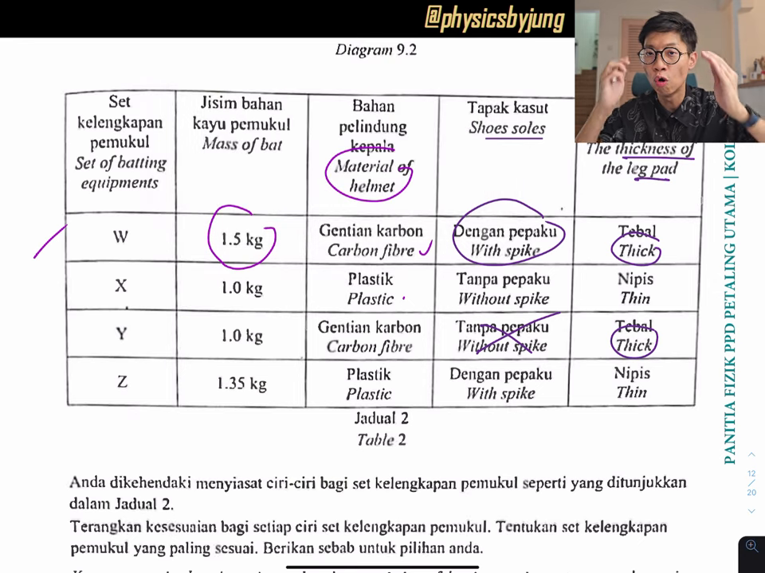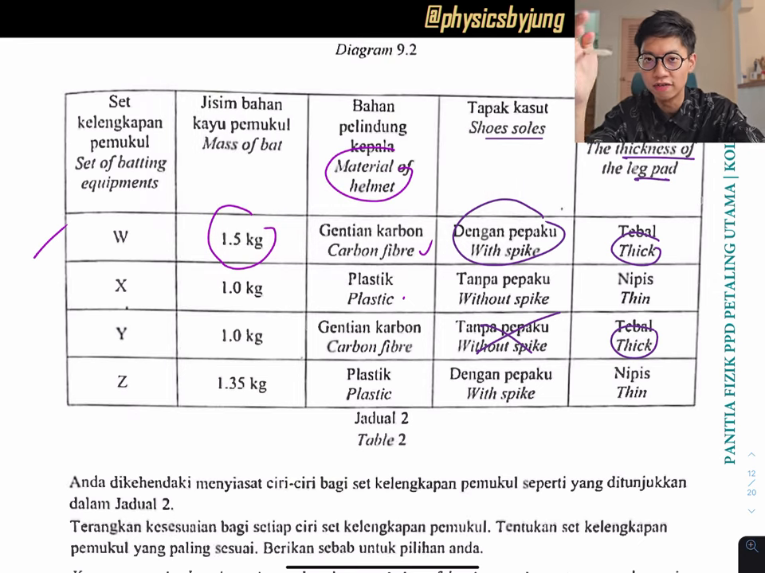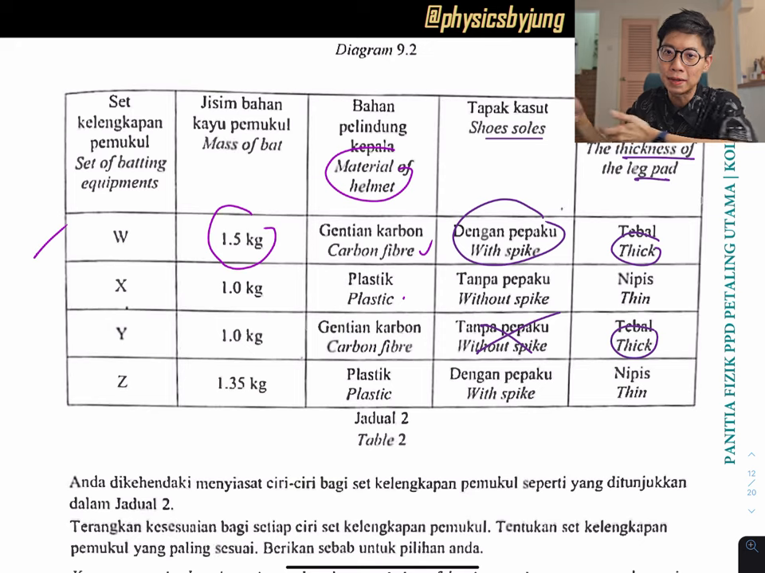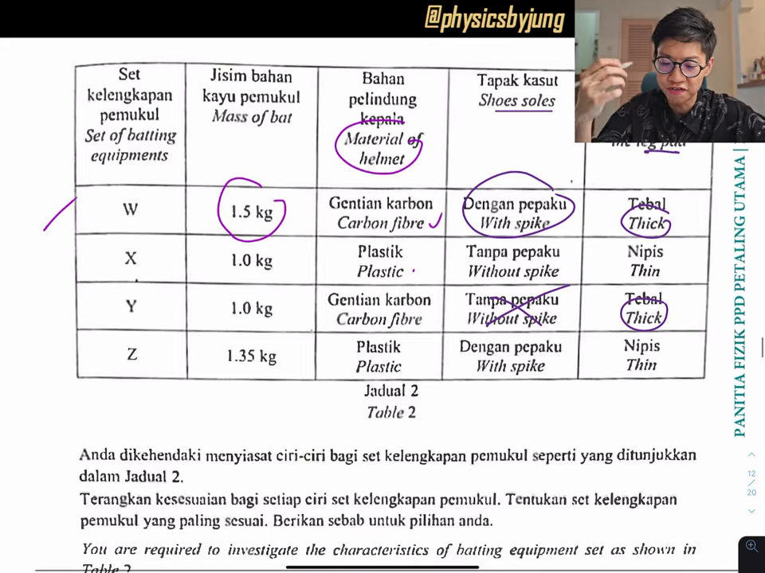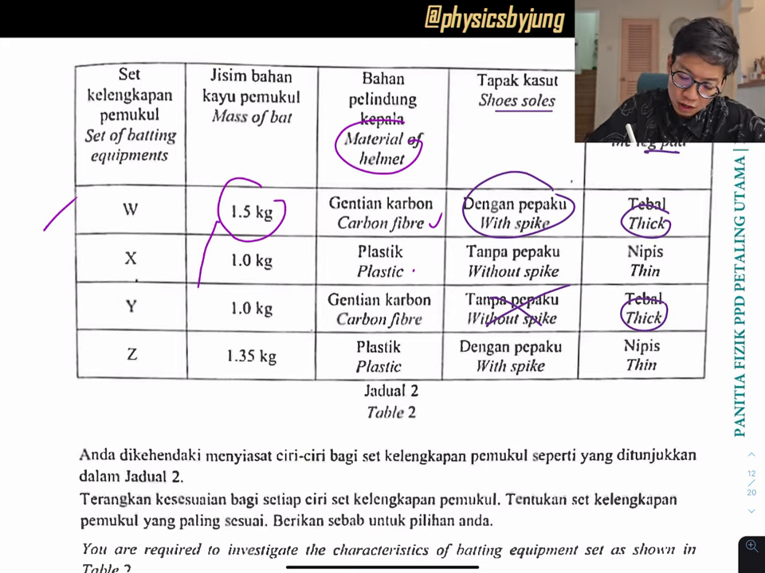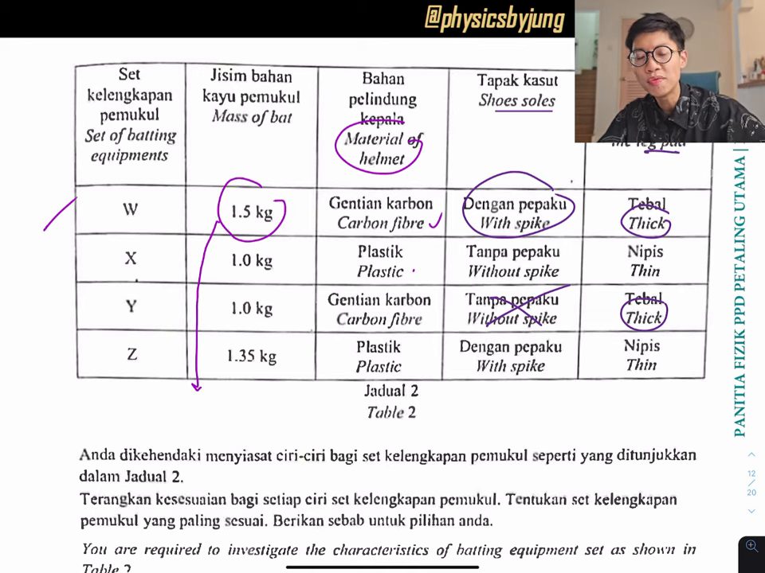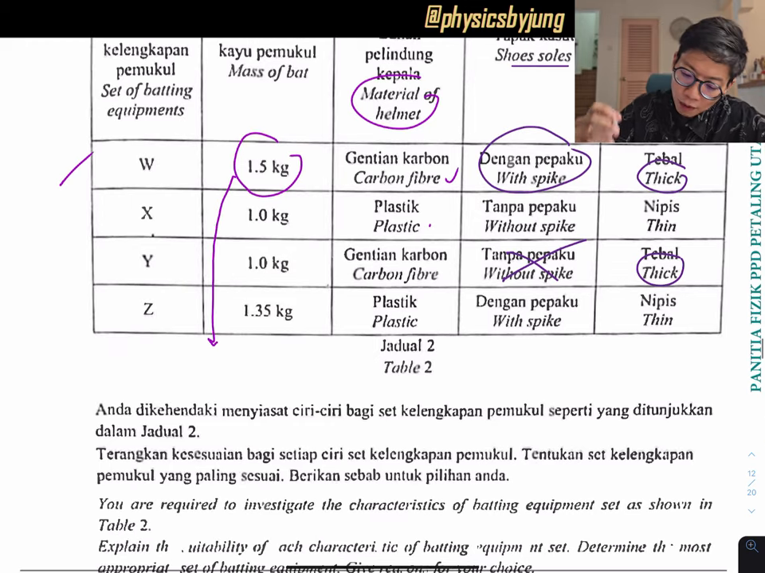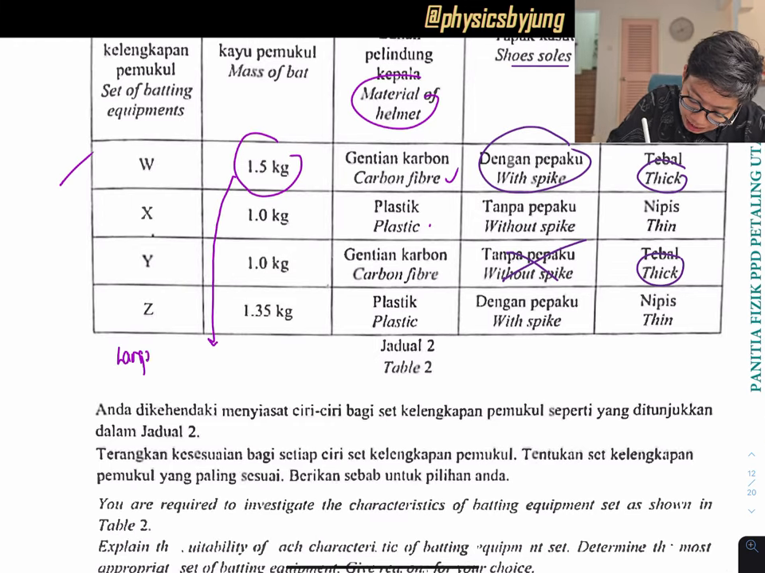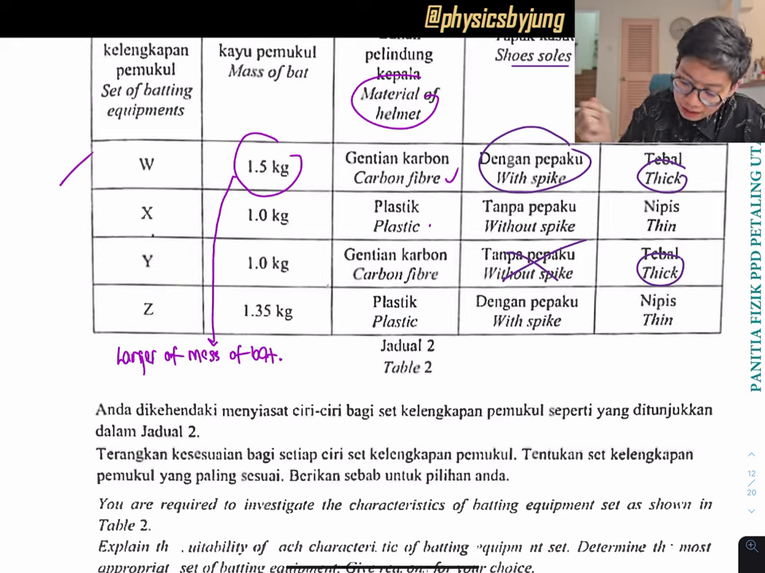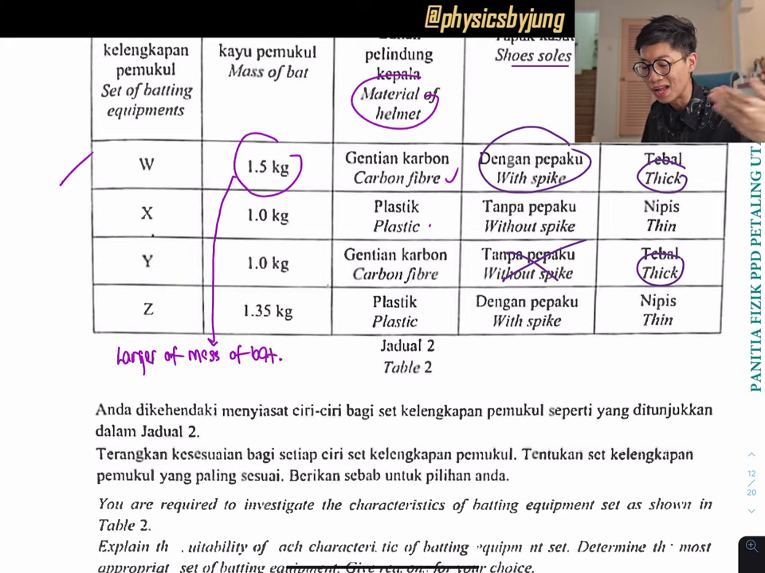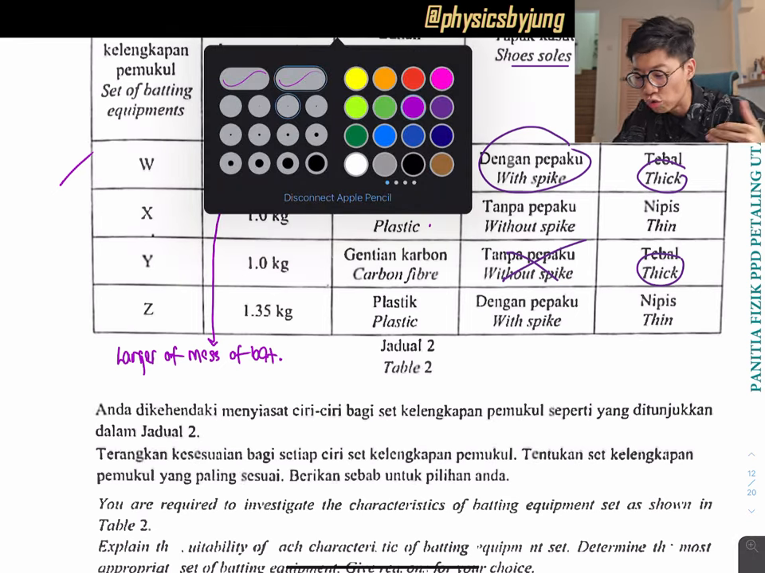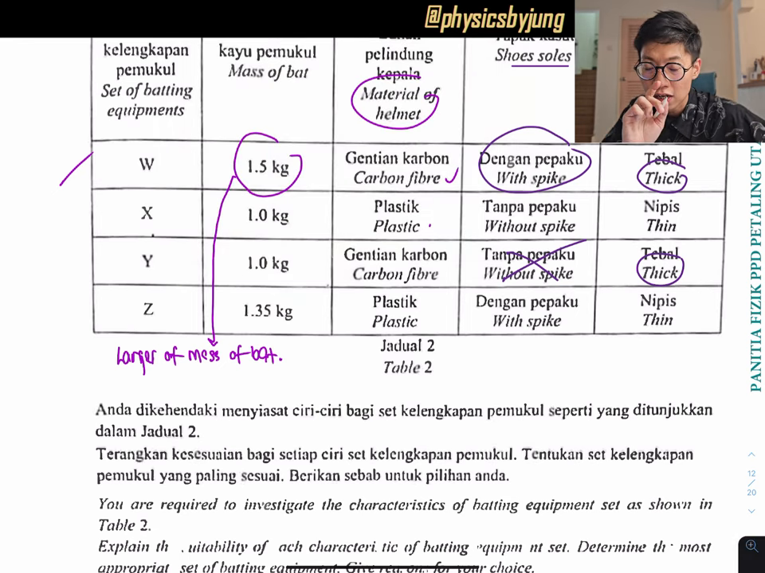If you have no paper or no iPad, at least try to write it on a scrap paper so that you familiarize yourself with this answering. So guys, first one: do we write we want 1.5 kg, or we want larger mass of bat? The answer here is obviously larger mass of bat. Why? Because the heavier, the better. If I've got 1.8 kg, I will take the 1.8 kg. If I've got 2 kg, I will take the 2 kg.